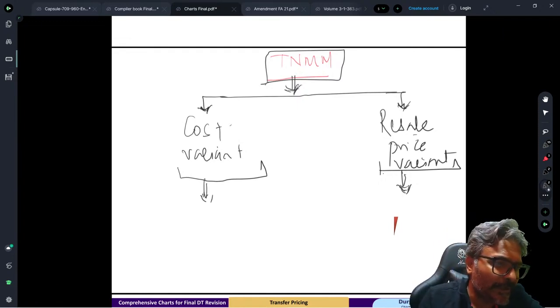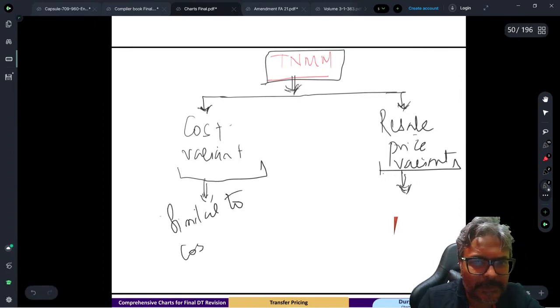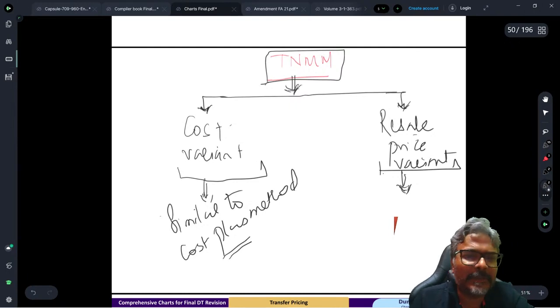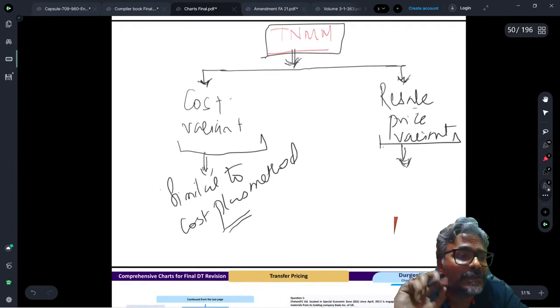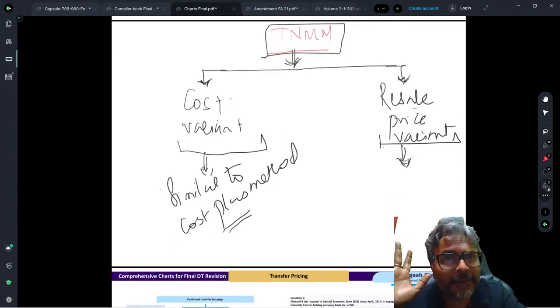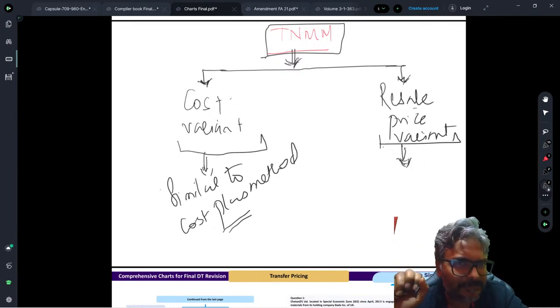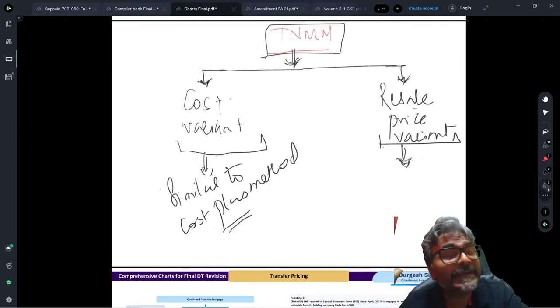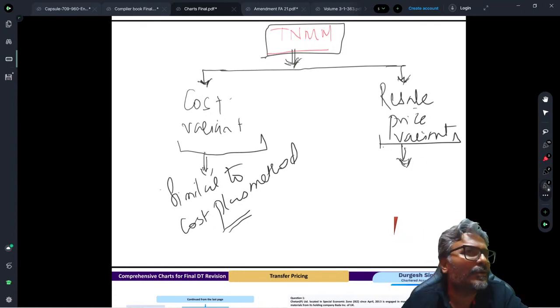Now the cost variant is similar to cost plus method. In fact, students, those people who would have done this question on TNMM in the examination, many of you would have realized that we have got two questions so far in the examination on TNMM method, but we failed to realize whether that particular question was of cost plus method or TNMM method. That is a kind of scenario which exists. So just simply put, the TNMM method, which is a cost variant, is cost plus method. You'll find that all the data actually relates to the cost plus method.